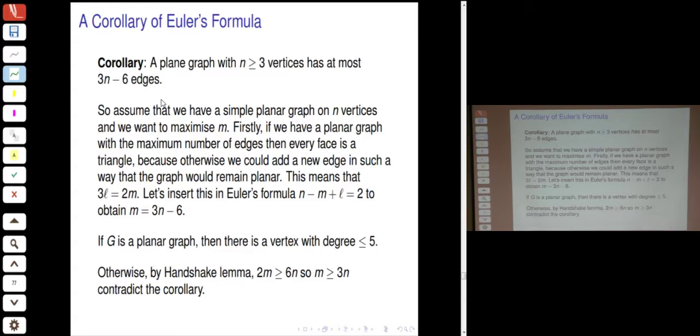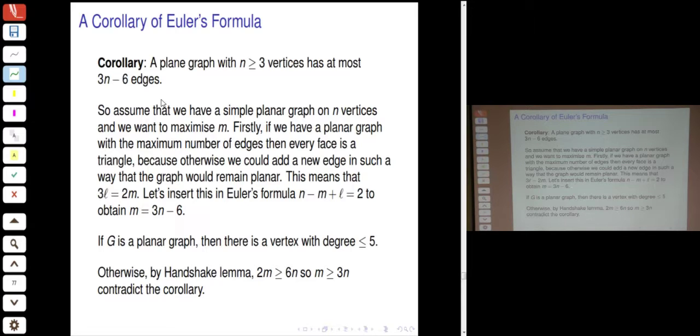Then you use Euler's formula. You eliminate L, right? L is 2/3 of M, so replace L by 2/3 of M, simplify, and you get M is at most 3n minus 6. So that's the maximum number of edges you can have.